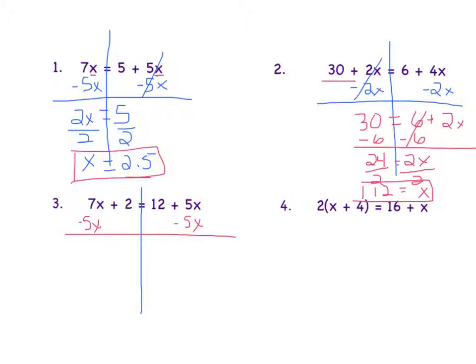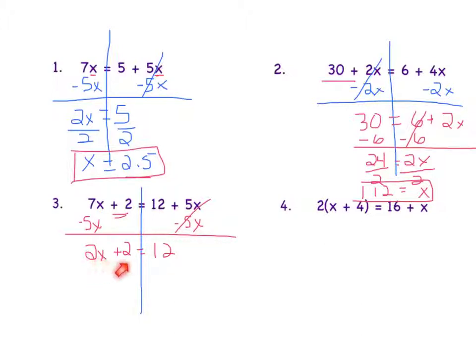So 7x minus 5x is 2x, but I also have this plus 2 still on that side as part of the expression. Now I have 12 plus 5x minus 5x. The 5x's cancel out, so I'm left with 12. Here's a two-step equation again. I'm going to find my variable.